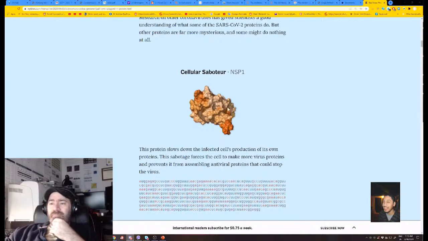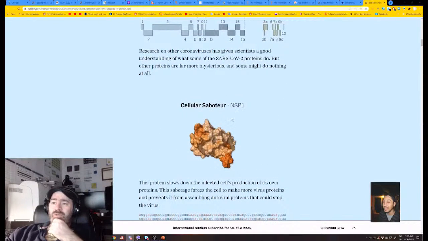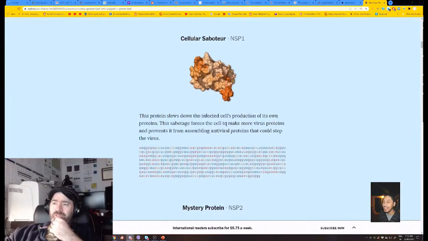So anyway, this document will show you all the proteins. NSP1, I think this is the one he was going on about. Protein shuts down the cell's production of its own protein. This sabotage forces the cell to make raw virus proteins, prevents it from assembling antiviral proteins that could stop the virus.